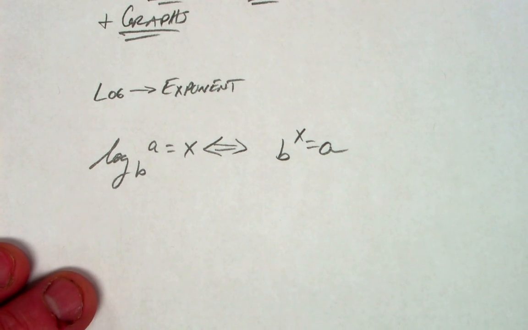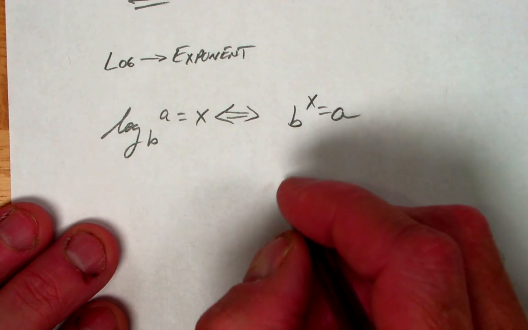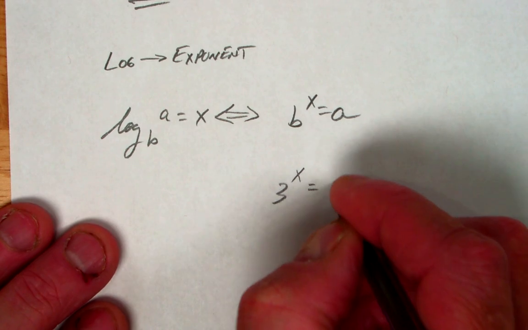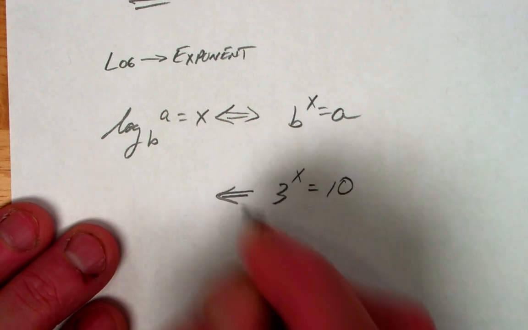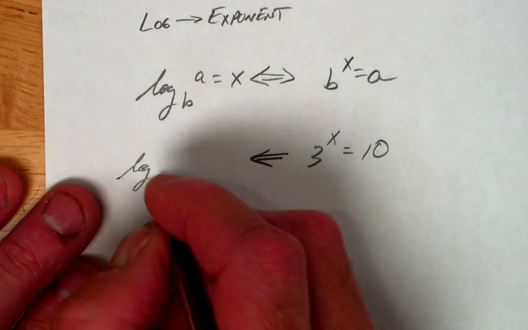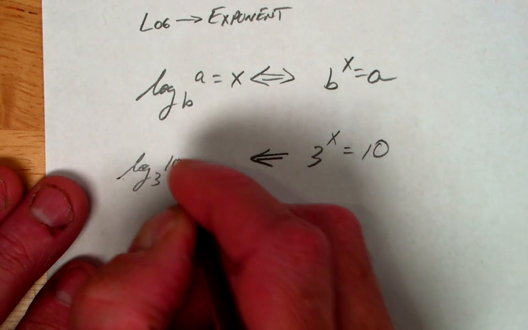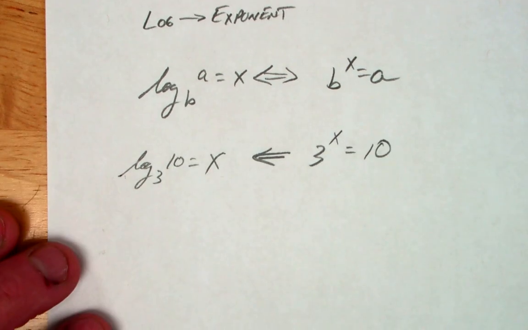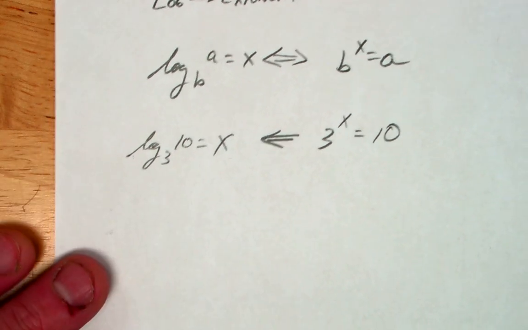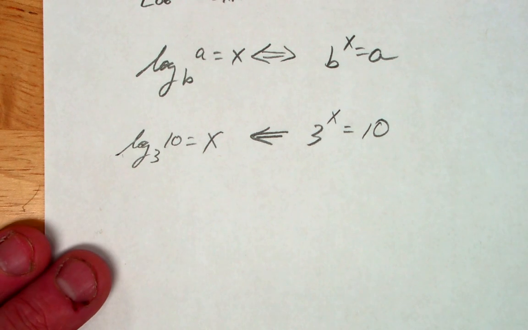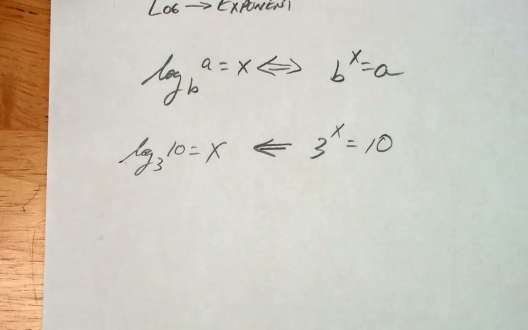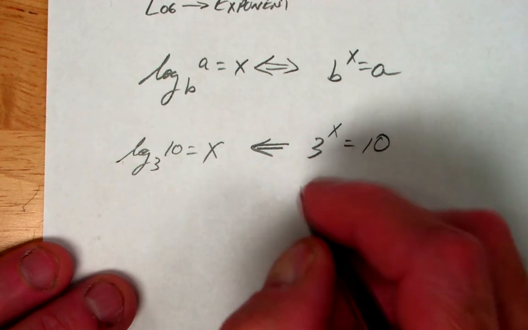You need to be able to go back and forth. So if I say something like 3 to the x is equal to 10, you need to be able to go backwards. What would that be? The log base 3 of 10 is equal to x. You need to be able to go back and forth at will. Okay? Let's do some more barnyard animals. Well, let's go household pets.